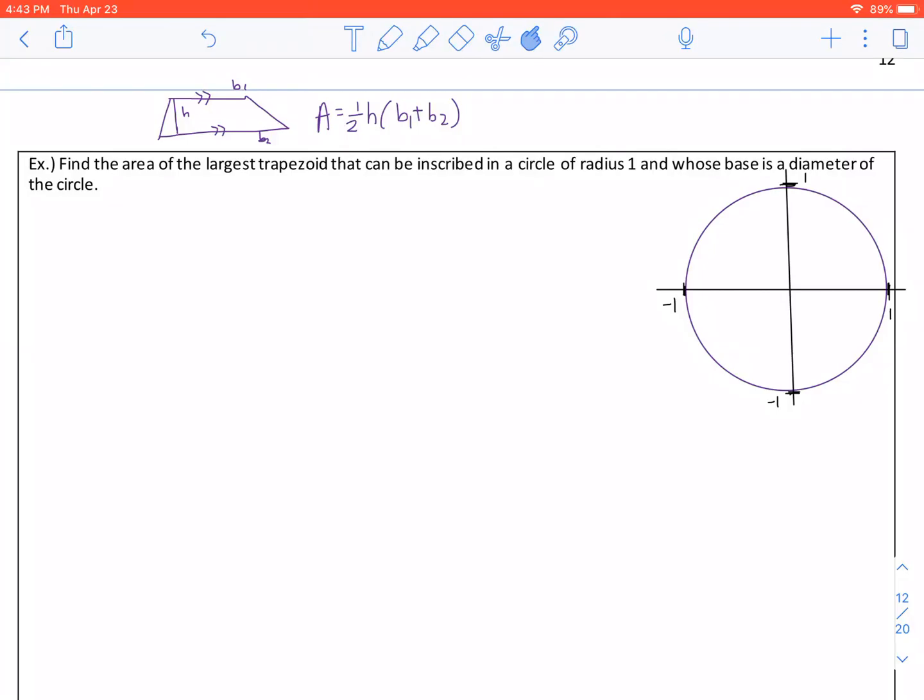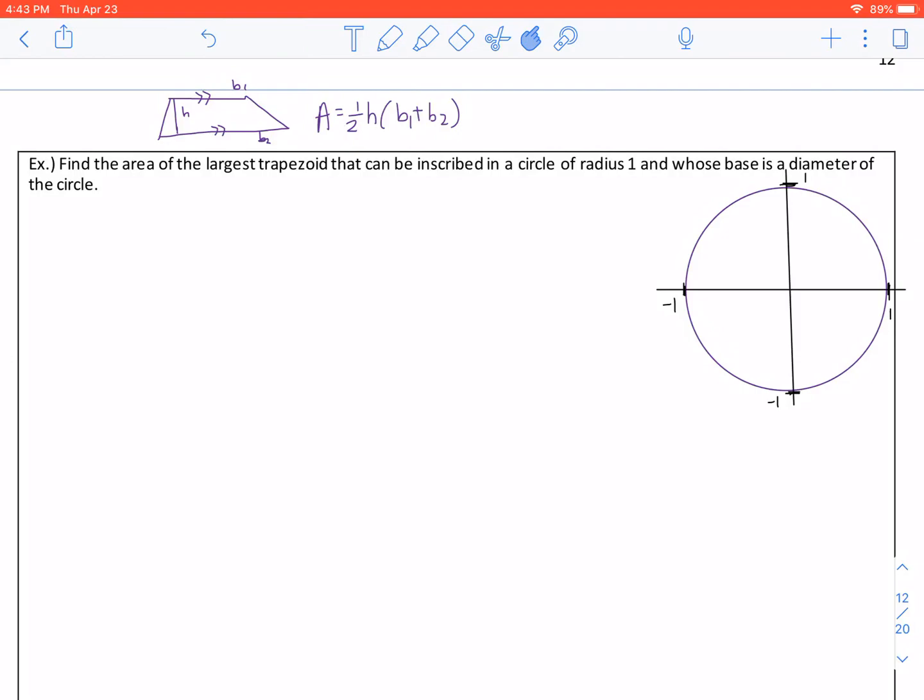This is section 4.7, and I'm on page 13. The example says, find the area of the largest trapezoid that can be inscribed in a circle of radius 1 and whose base is the diameter of the circle. So two things obviously in here are a trapezoid and a circle.